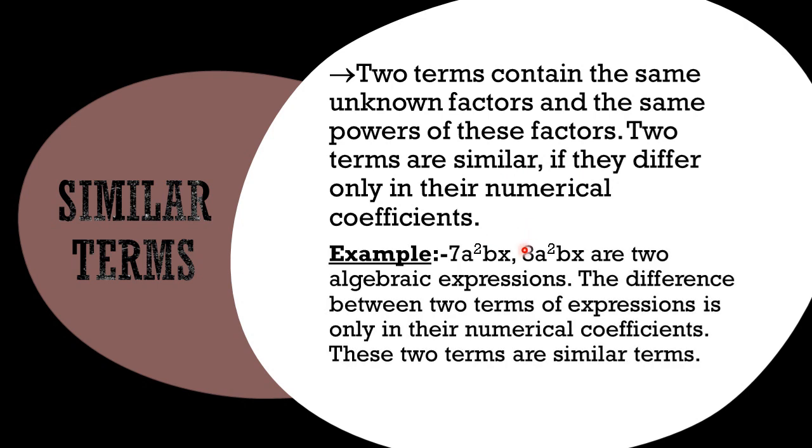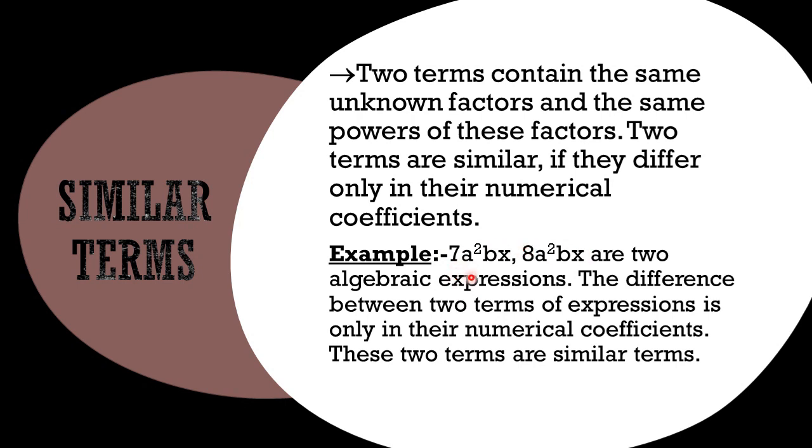7a square bx and 8a square bx are two algebraic expressions. The difference between the two terms is only in their numerical coefficients. These two terms are similar terms, my dear. That's why the numerical coefficient is not our problem. We will see only the terms.